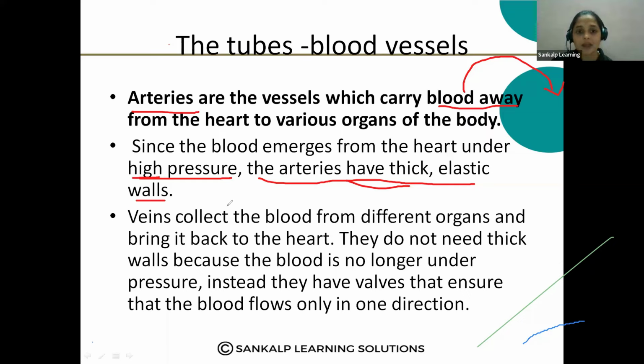And the veins, they collect the deoxygenated blood and bring it back to the heart. So there is no need for thick walls, because there is no high pressure. So the walls of the veins are not very thick, but the walls of the arteries are very thick. So what is the reason behind this? Because arteries carry the high pressure blood to the different parts of the body, and the veins are carrying the deoxygenated blood to the heart, which does not have high pressure. So that is in a low pressure. Okay. So this is why arteries and veins are different.